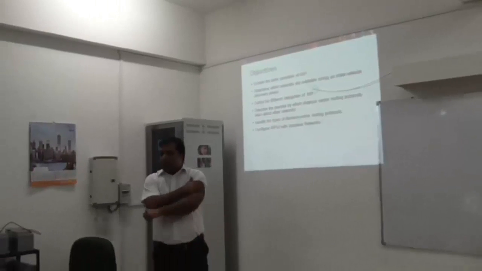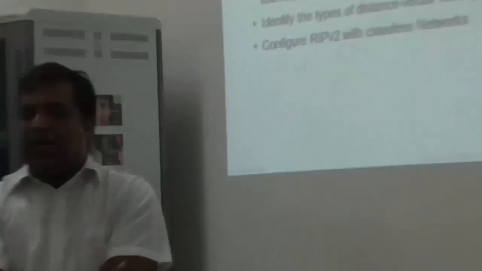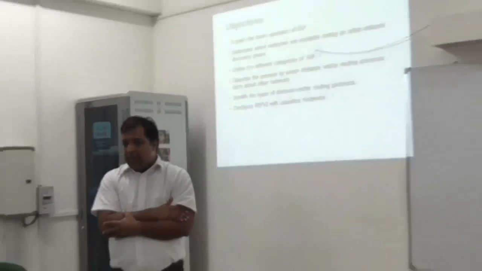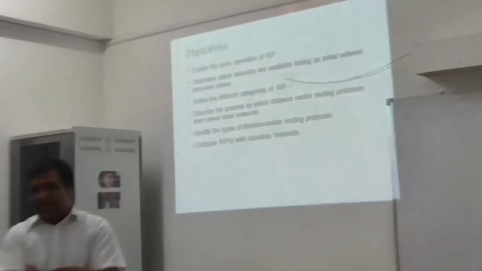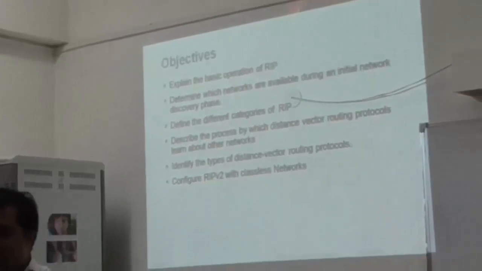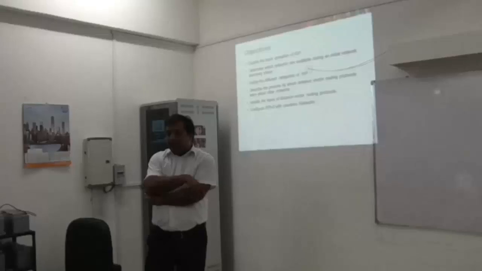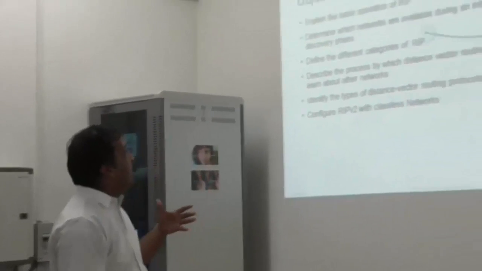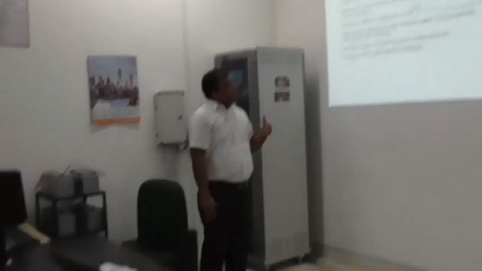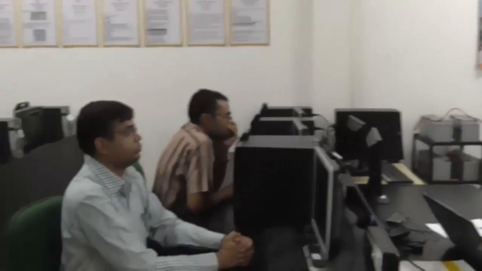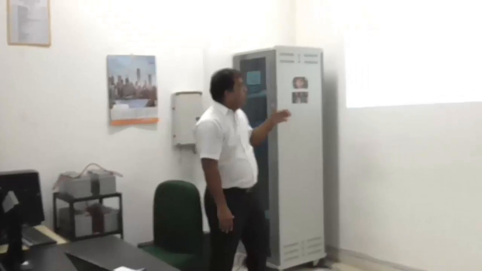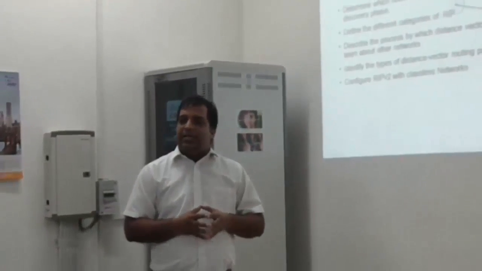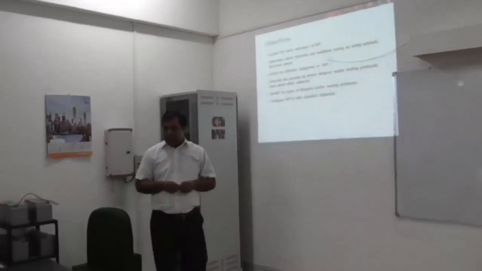RIP version 2. Basically, RIP version 2 works on classless addressing. Here we can discuss the basic operation of RIP and determine which networks are available during the initial network discovery phase, and describe the process by which the distance vector routing protocol learns about the networks, and configure RIP version 2 with the classless inter-domain routing scheme.